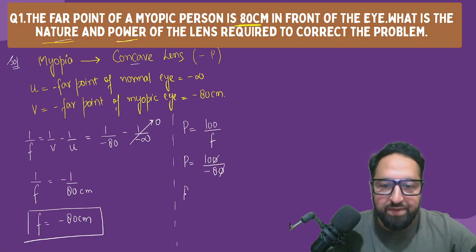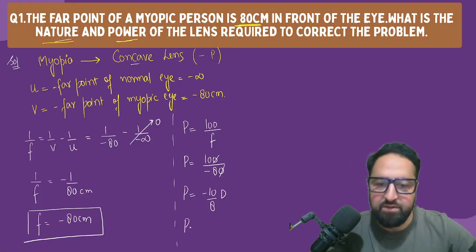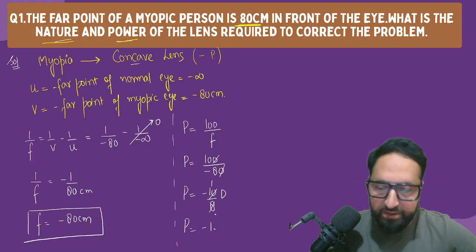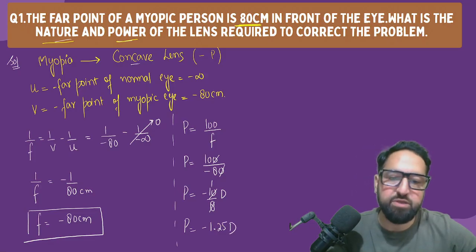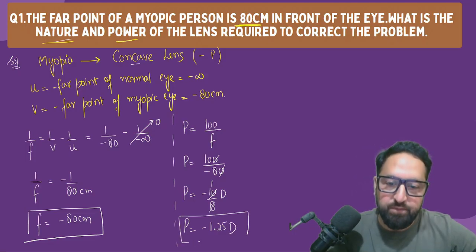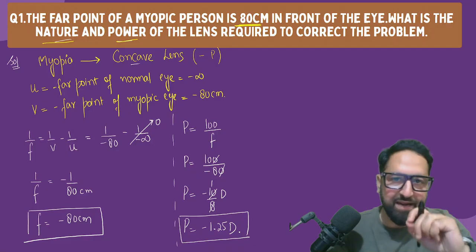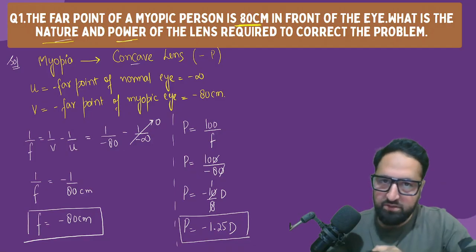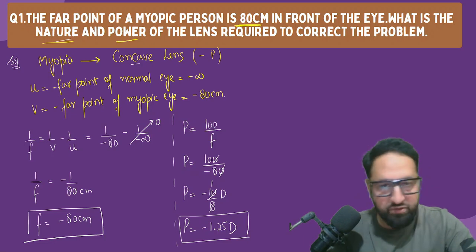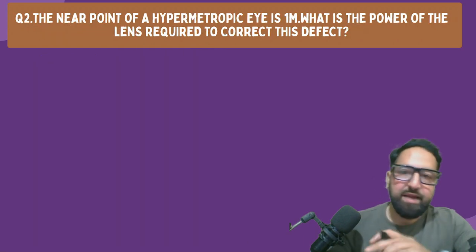So power will be equal to minus 10 divided by 8 diopter. Or if you want, you can write it like this, minus 1.25, 2 remains, but divided by 8, it's 1 by 4, it's 0.25 diopters. Okay, done. So the power of the lens which is needed to correct this defect will be minus 1.25 diopters. Got it? I hope you understood this question. Then let us move to the next question.